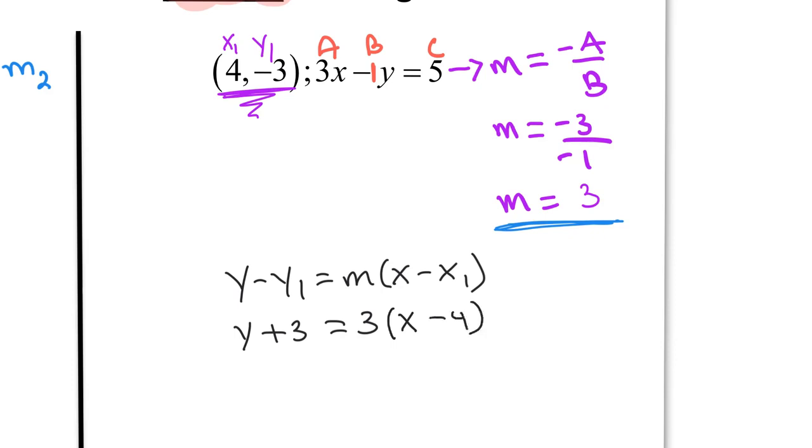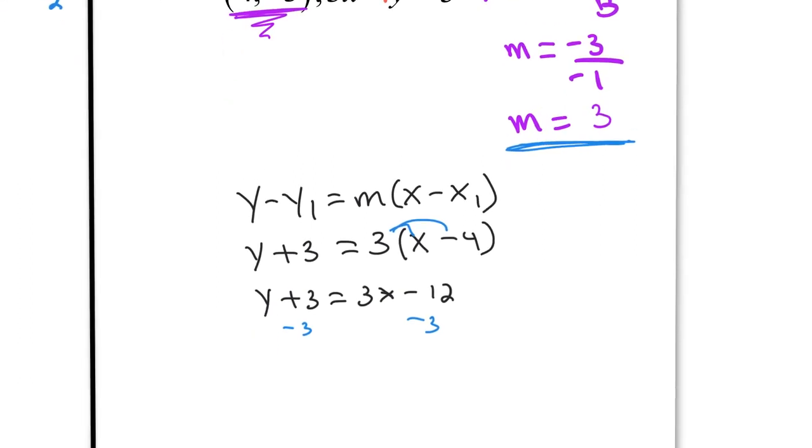Okay, let's go ahead and distribute the 3. I want to get y by itself. That's the slope in its form. Y plus 3 is 3x minus 12. There's no fraction, so that's good. So the only next step is get y by itself. Subtract 3 from both sides, and we get y, this is gone, equals 3x minus 15. So we have the answer.